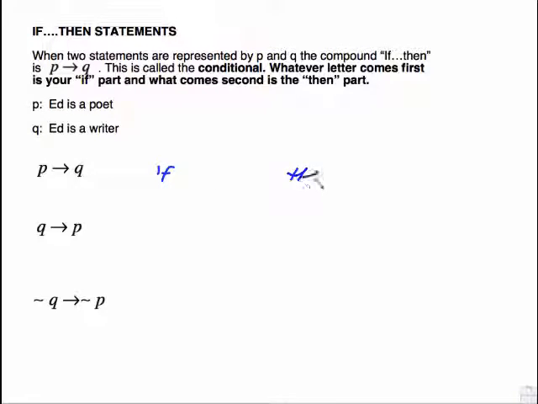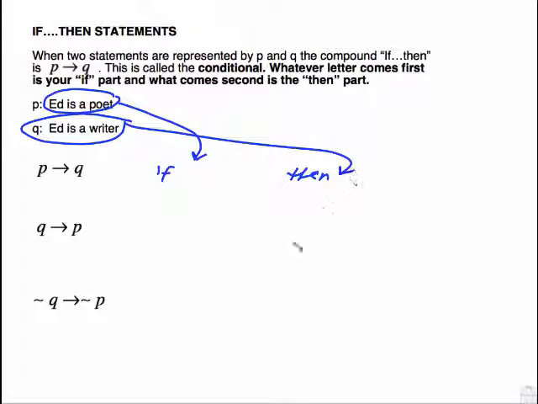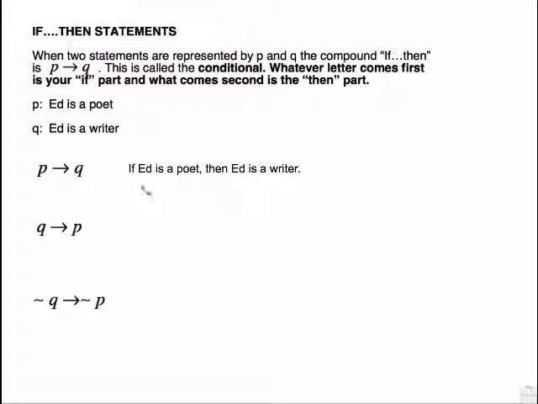So when I write these out as I'm building it, I just separate it out a little bit. If what? If Ed is a poet, that's here. Then Ed is a writer, that's going to go here. It looks a little bit more neat right here. If Ed is a poet, then Ed is a writer. This still has an arrow. It is still going to be an if, then.